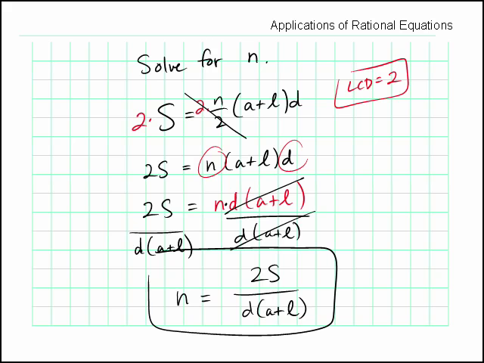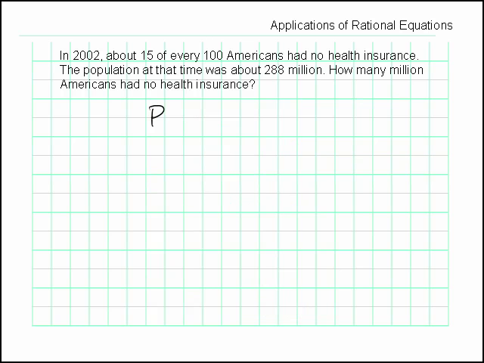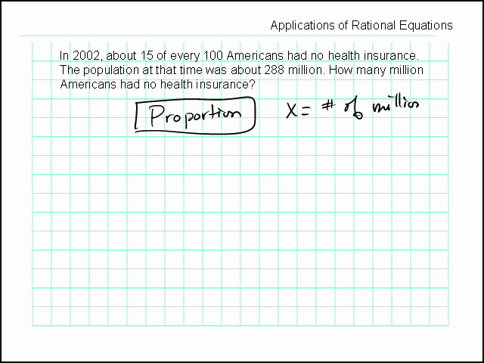Some other applications of the rational equation is a proportion. In 2002, 15 of every 100 Americans had no health insurance. The population at that time was about 288 million. How many million Americans had no health insurance? Okay, so we need to define a variable. Let x equal the number of millions without health insurance.